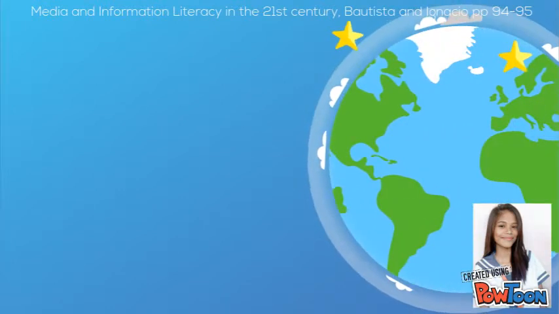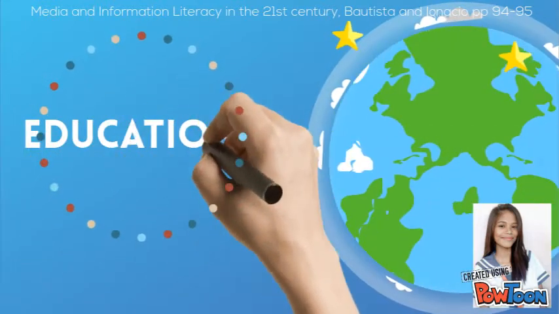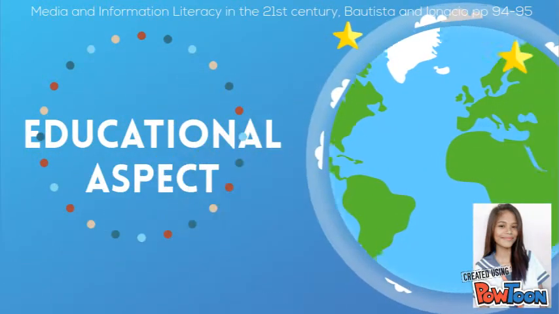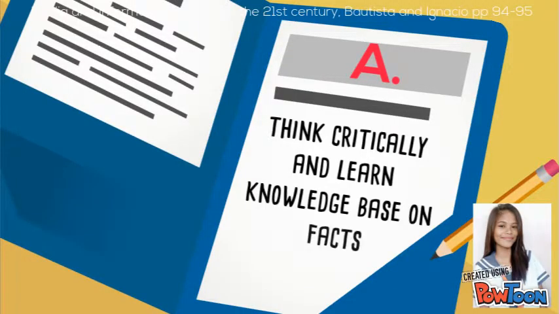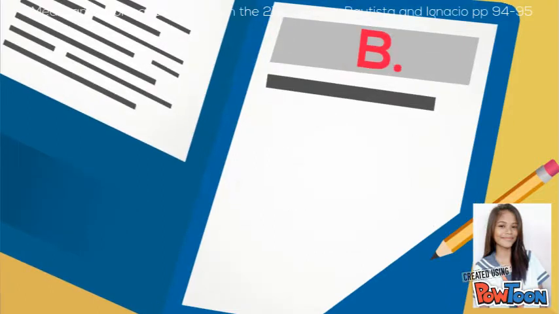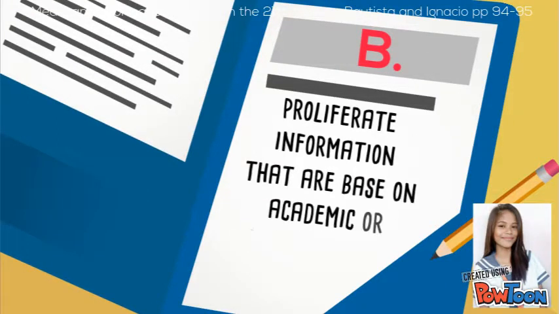Next aspect is educational aspect. A media and information literate individual is able to: A. Think critically and learn knowledge based on facts, and B. Proliferate information that is based on academic and or factual sources. Critical thinking is a process used to think about and evaluate information and reach a conclusion. In this context, the word critical is not negative.